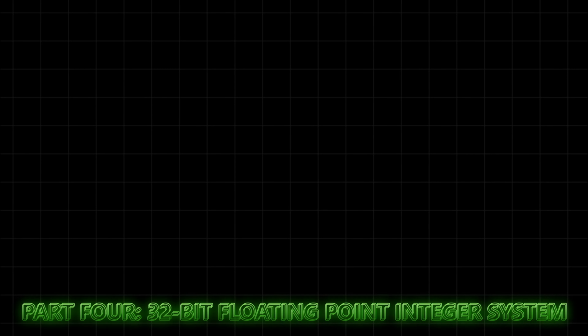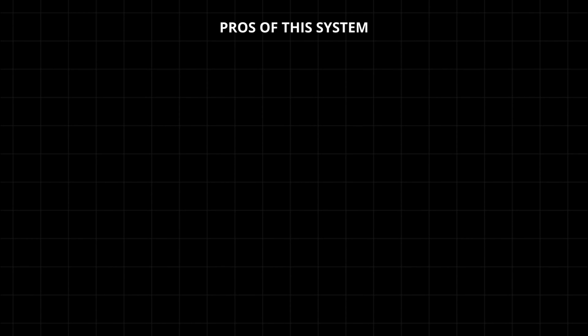Well, now you're probably wondering, how do you make decimals or anything that's not straight whole numbers? Well, this is where the 32-bit floating point integer comes in. This allows us to do negatives, decimals, pretty much anything we ever need. Okay, so let us start with the basics of this system.